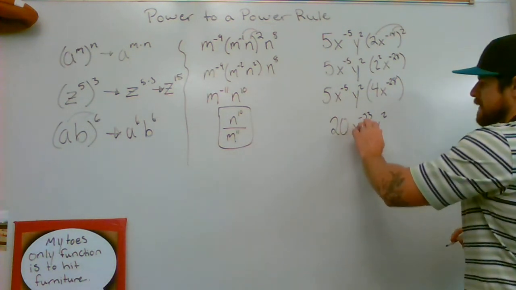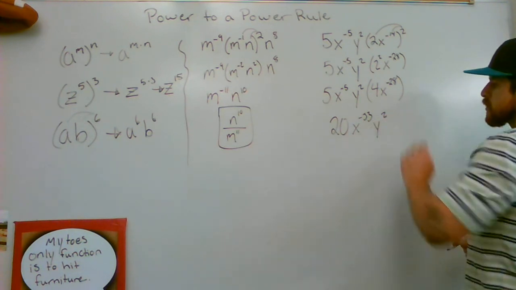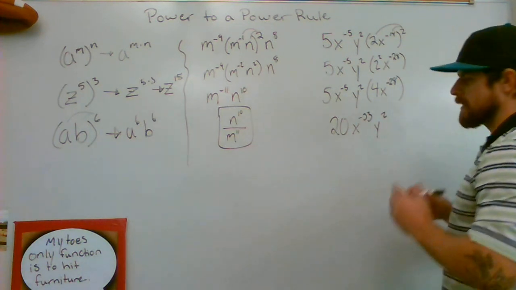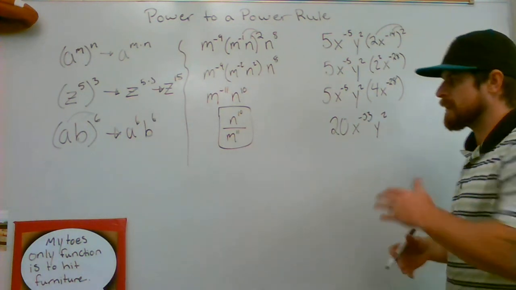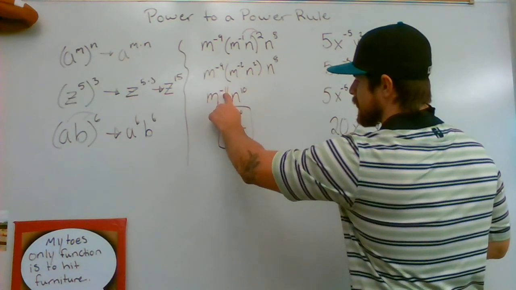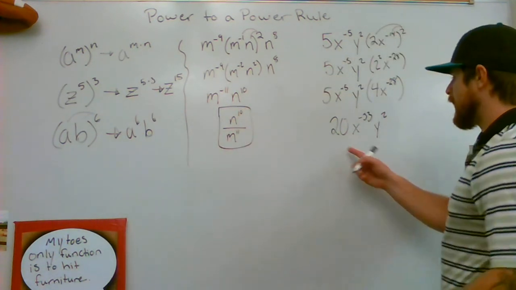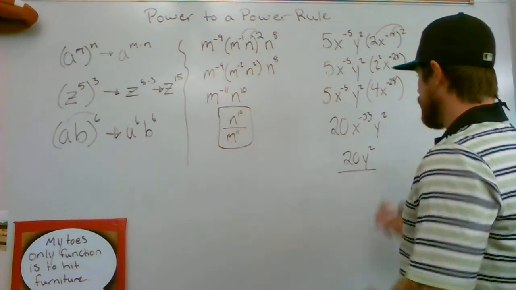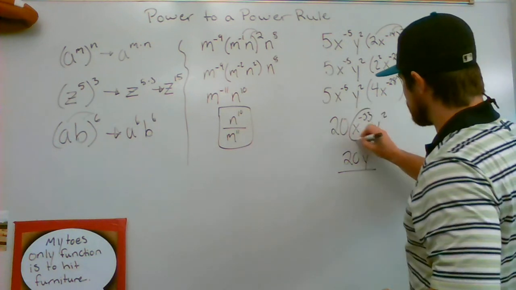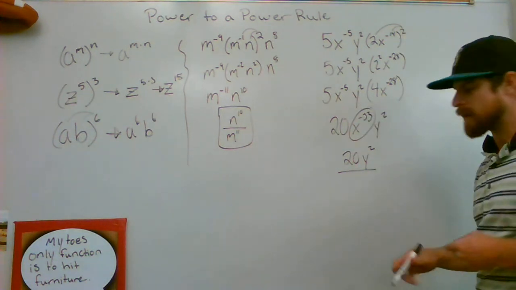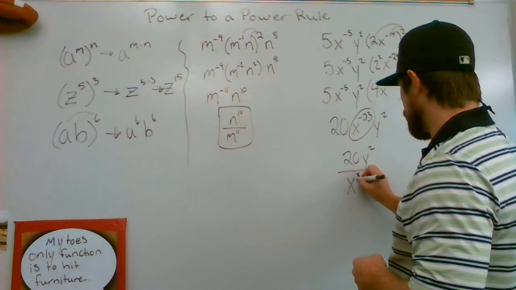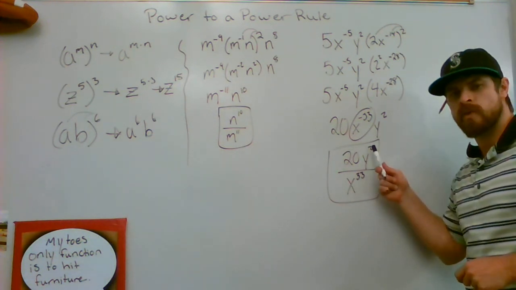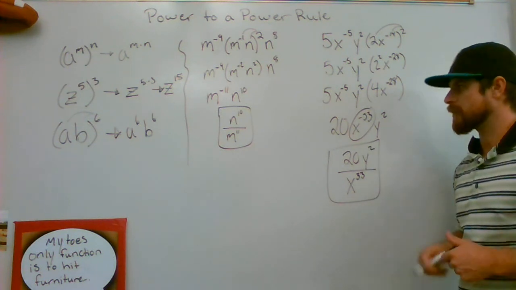Now, 20x to the negative 33rd and y squared. This is an issue. You need to notice that you have a negative exponent and ask yourself what to do with it. Again, no different than this problem where we had a negative exponent at the end. We brought it to the bottom of the fraction. I'm going to write 20 and y squared on top. But this information here, because it's a negative exponent, needs to drop down to the bottom, x to the 33rd. So your final result for this problem would be 20y squared divided by x to the 33rd power.